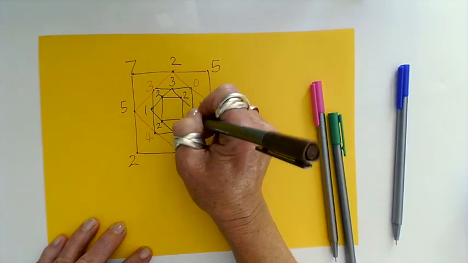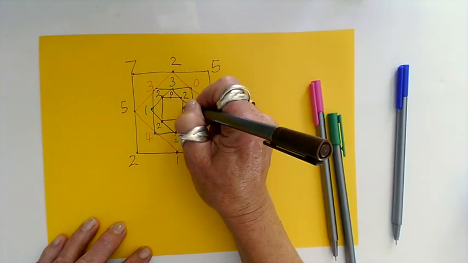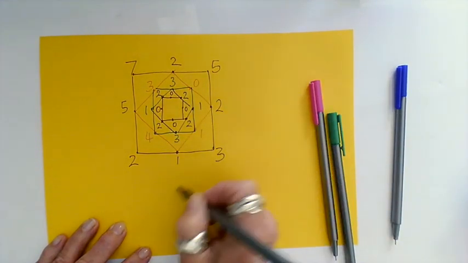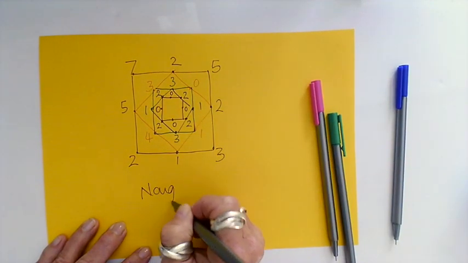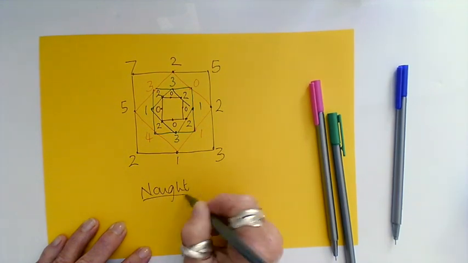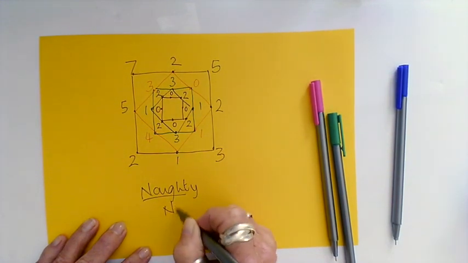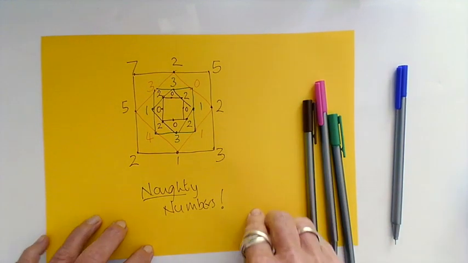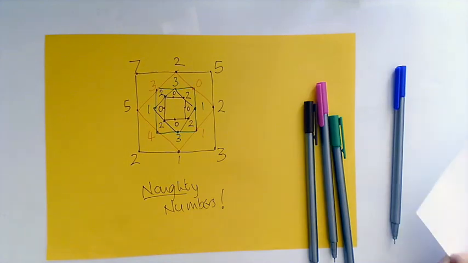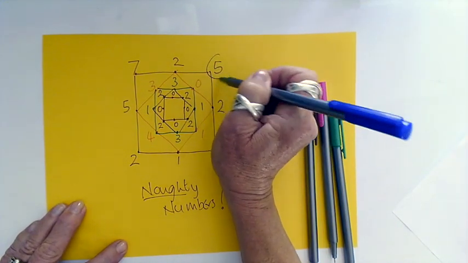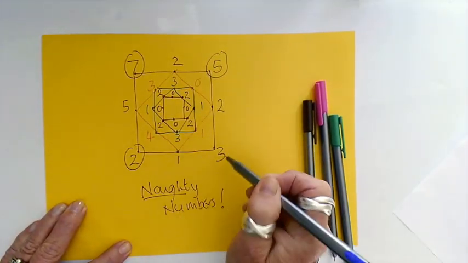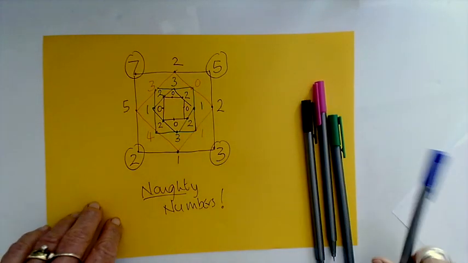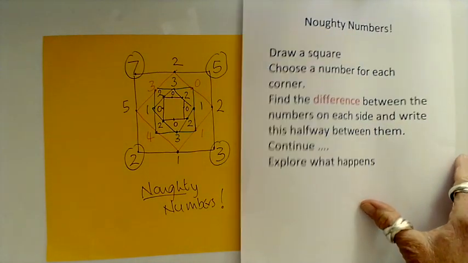And now you might realise why this snack is called Noughty Numbers. So my challenge to you is to find out what happens if you change the numbers on the original corners of the square. Do you still end up back at nought? Enjoy.